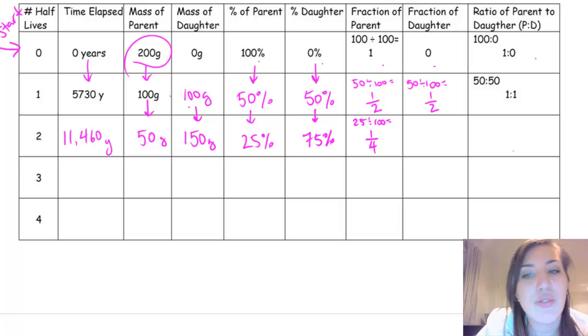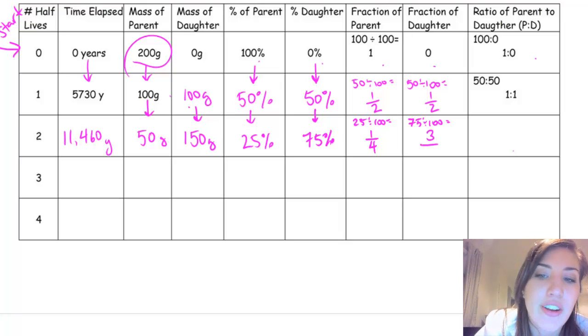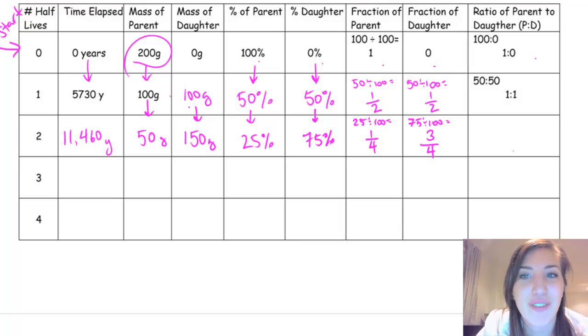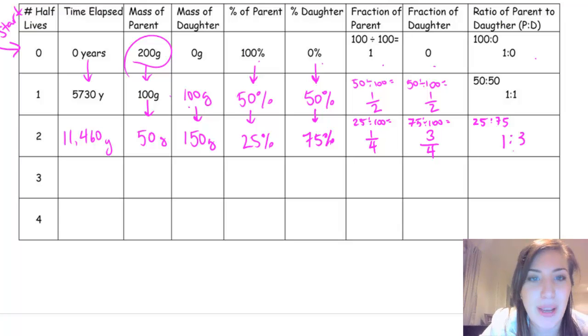And so you can do one of two ways. Well, you can say 75 divided by 100 gives you 3/4, or you could say that the two fractions have to equal 1 in the end to make one whole. So you could say, well, I know that the remaining here is 3 out of 4 if 1 out of 4 is taken up already. And our ratio we see is 25 to 75. So that as a ratio, if you reduce it to lowest terms, it would be 1 to 3.